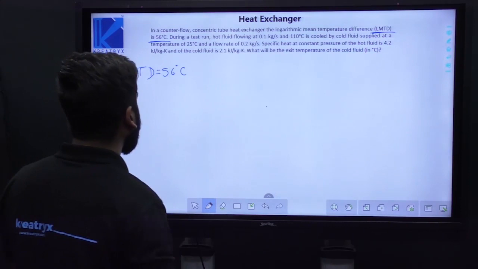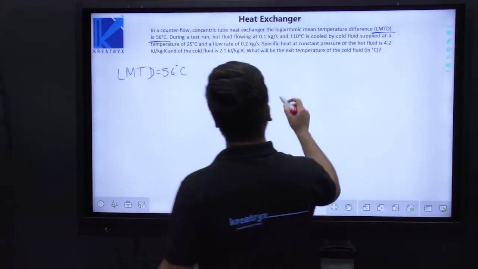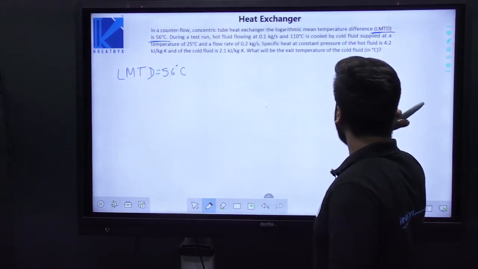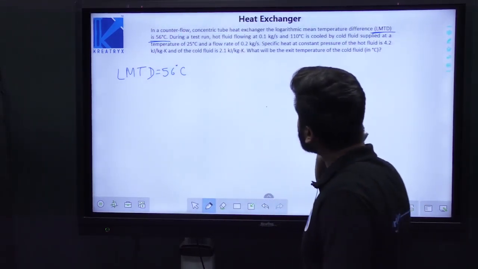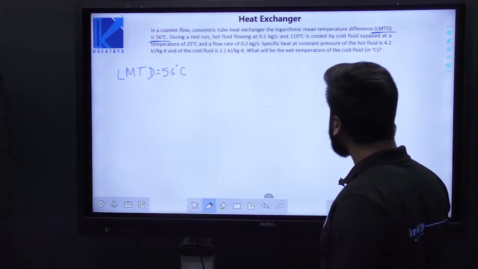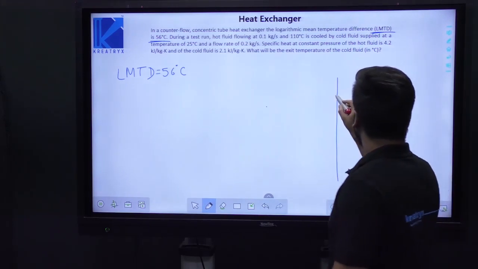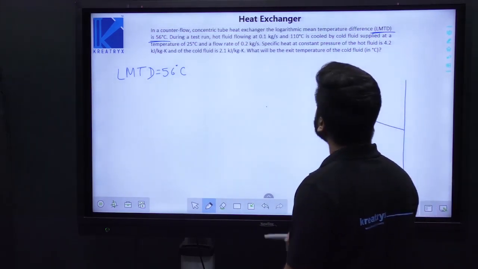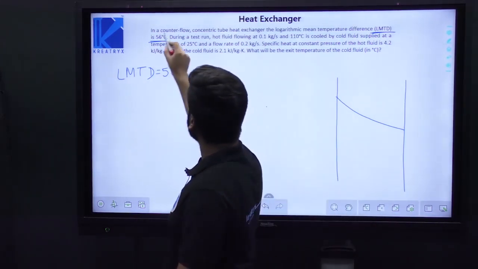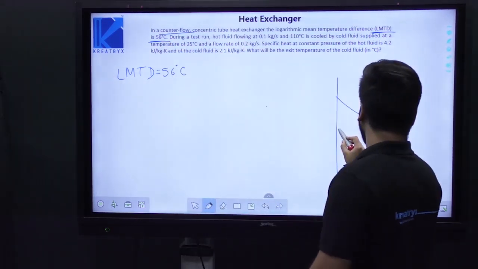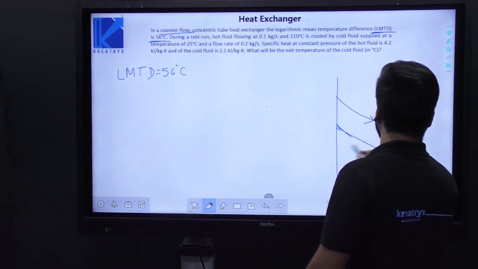During a test run, hot fluid flowing at 0.1 kilogram per second and 110 degrees Celsius is cooled by cold fluid supplied at a temperature of 25 degrees Celsius and a flow rate of 0.2 kilogram per second. Okay, this is some data. So let us plot it on this graph. Is this a parallel flow? It's a counter flow. Okay, this is a counter flow heat exchanger. So this will be the profile.